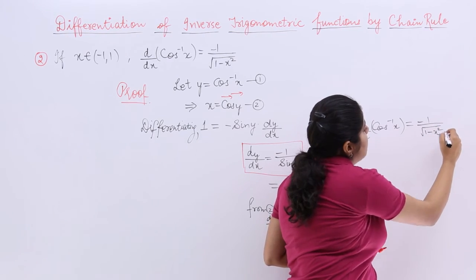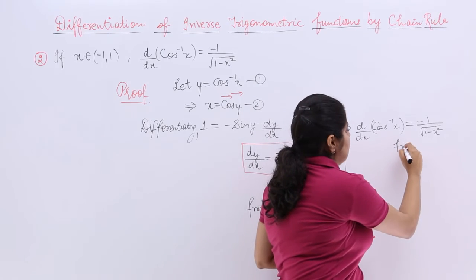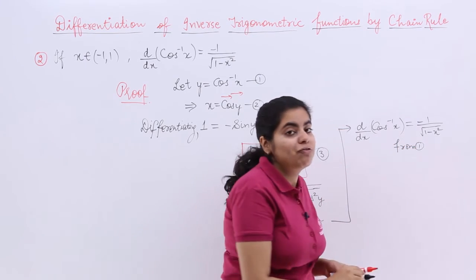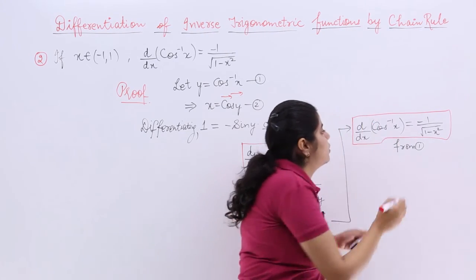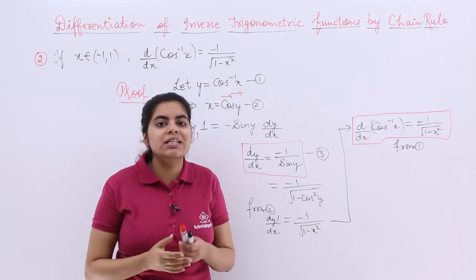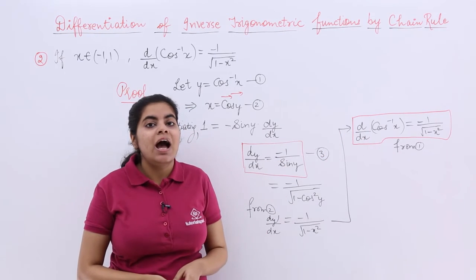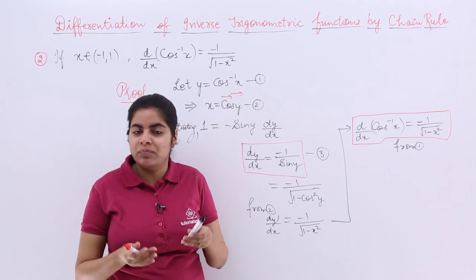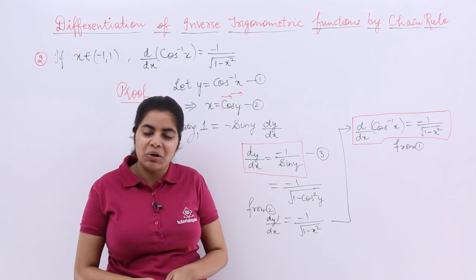And this is from where? Everything, because we have changed this step, is from 1, which is your equation number 1. Let's put it in the box and this is the final result which you have to memorize again, that the differentiation of cos inverse x with respect to x is -1 upon under root 1 minus x square. The condition lies on x, that x belongs to the open interval -1 to 1.